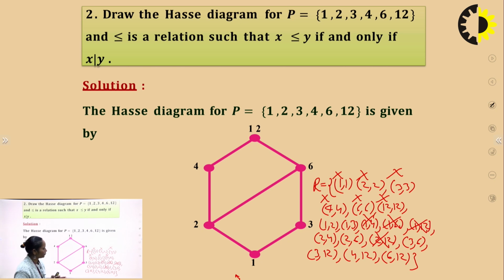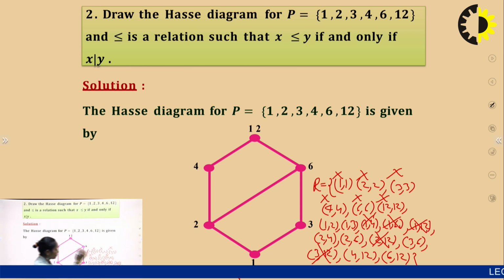2, 4, 4, 12, then 2, 12, yes. There is a relation 2, 12. 2, 4, 4, 12, nothing. 2, 6, 6, 12, then 2, 12. 2, 6, 6, 12, 2, 12. 2, 12 is already removed. Then next is 3, 6, 6, 12. Then what will we remove? 3, 12. 3, 12 will also be removed. 3, 6, 6, 12, 3, 12 is removed. 4, 12, nothing.